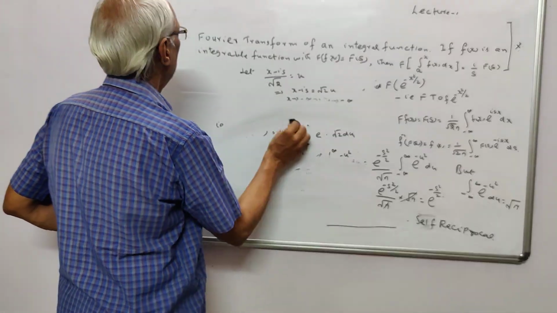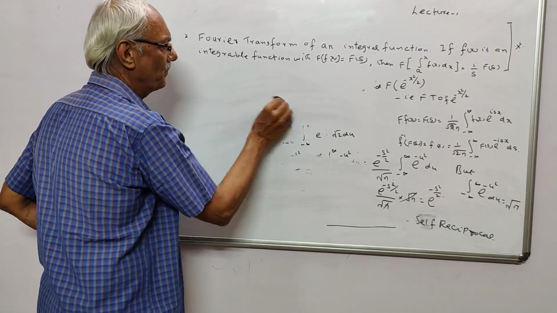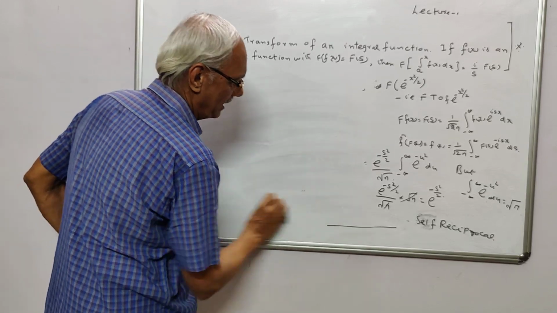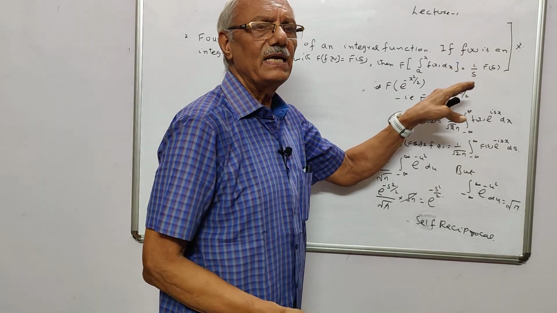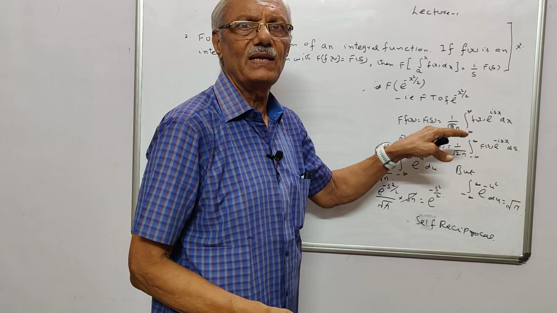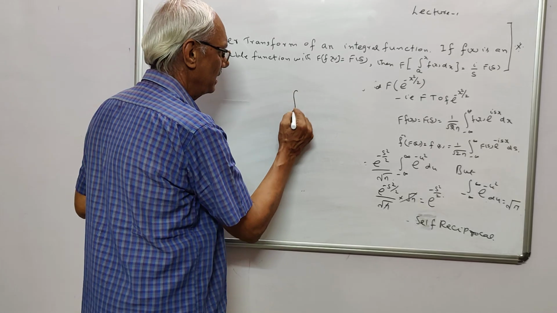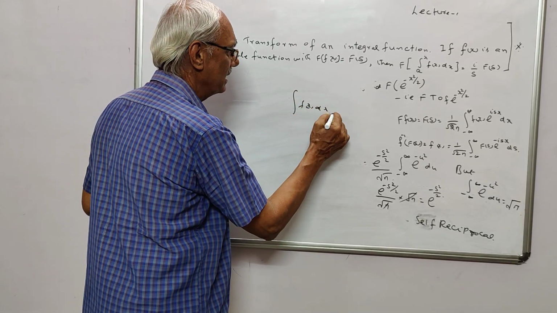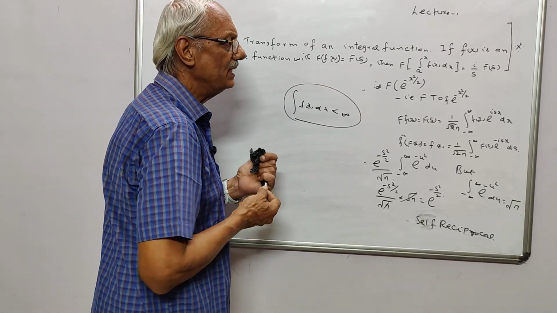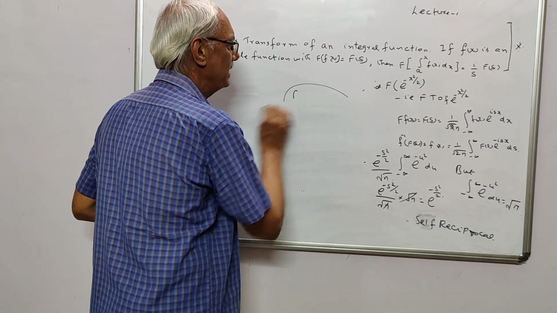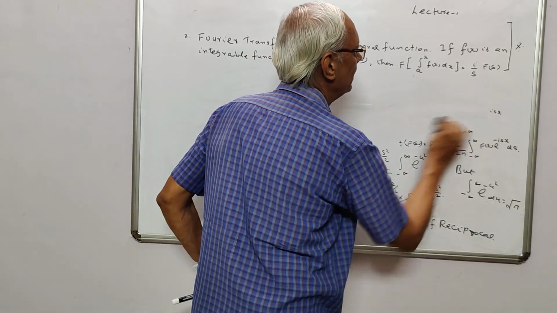You have to find the Fourier transform of an integral function. Integral function means what? A function which is integrable, nothing more than that. Here this function f of x is given such that the definite integral value exists. That means the integral of the modulus of f of x dx is less than infinity, in the sense that this definitely exists. So for such an integrable function, you have to prove this particular result.